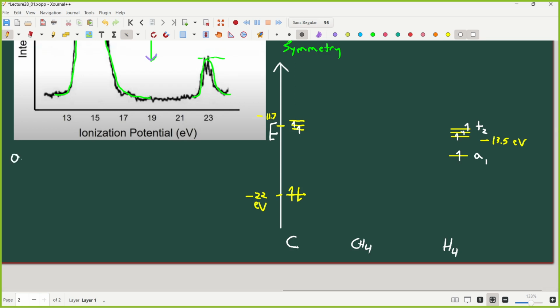So A1 for the hydrogen looks like this. We have our hydrogen here, and then we have hydrogen in and out of the plane, and they're all the same sign. Right, so that's our combination of our s orbitals together and our lowest energy set, and then the T2s.